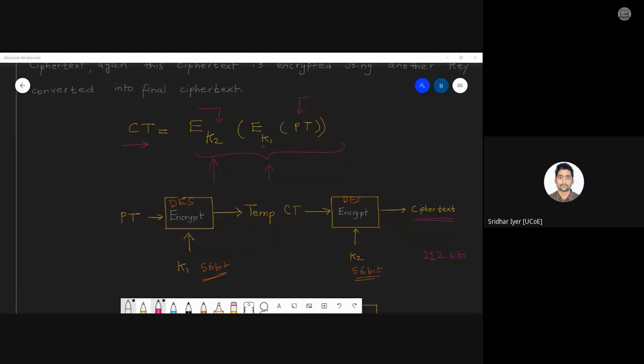What exactly could be the drawback? Just have a look at this diagram and try to tell me what could be the drawback of double DES. At least give it a try. Okay, man in the middle. Okay, Praful has given an answer, man in the middle. What about others?